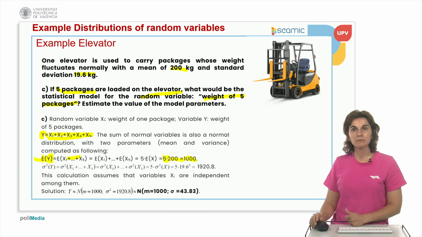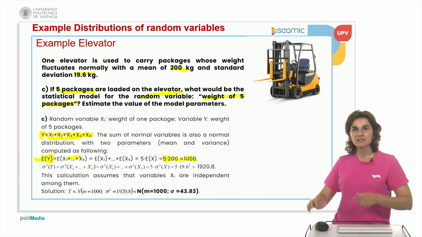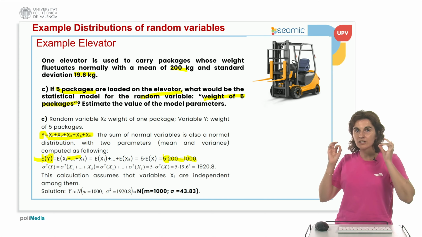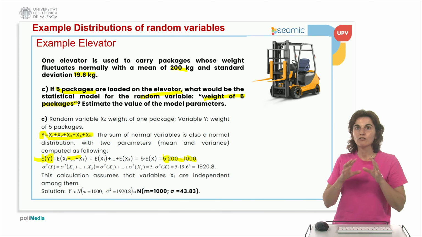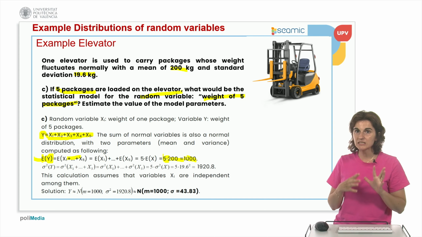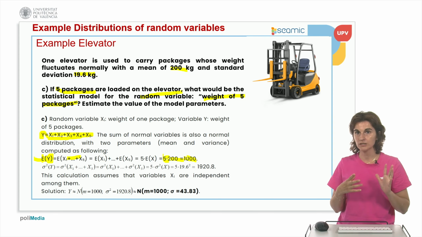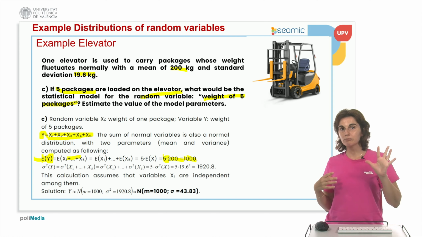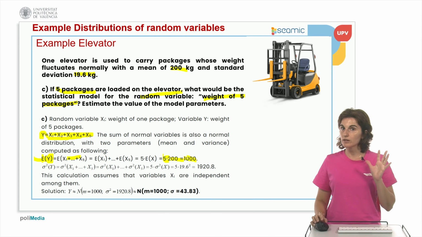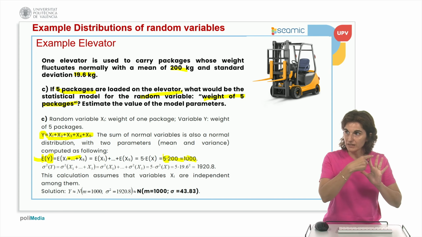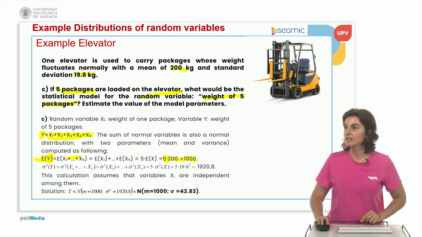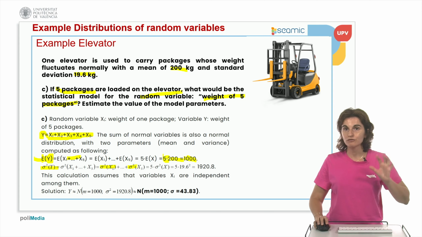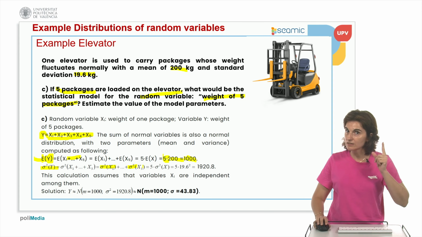Something similar can be done for the dispersion, but be careful with that. You cannot add 5 standard deviations. This is a quite common mistake that you need to avoid. If you consider the addition of 5 packages, the only thing you are allowed to do is to add 5 variances. So to obtain the variance of your y, you need to add 5 times the variance of each of the variables, so 5 times the variance of one single package.